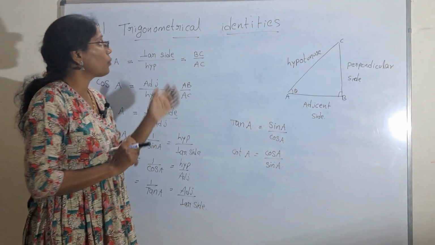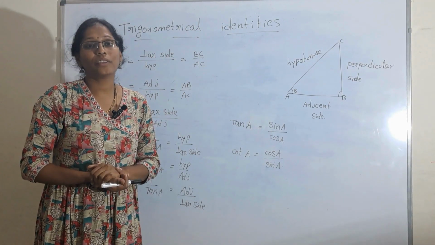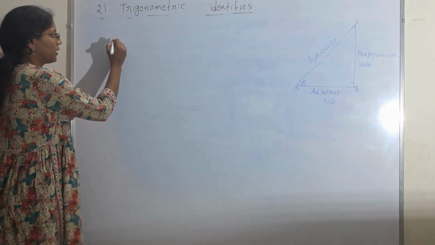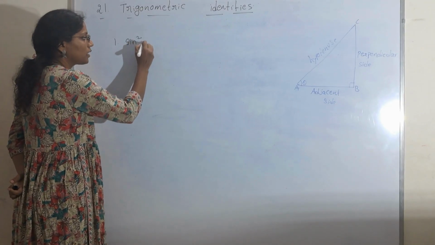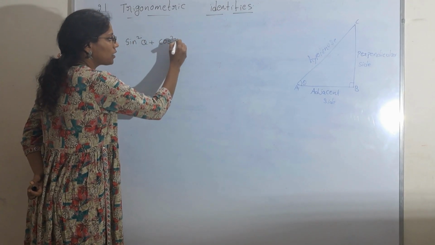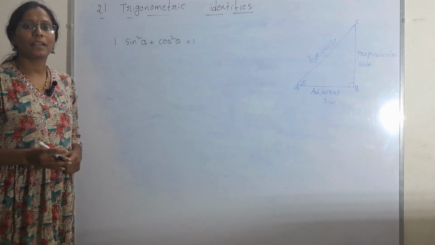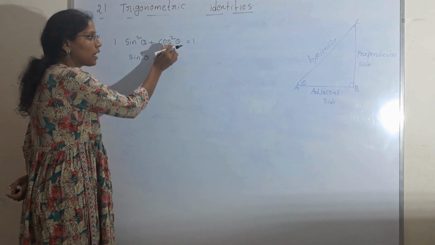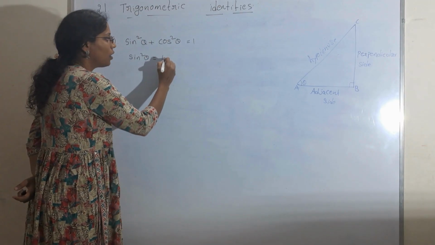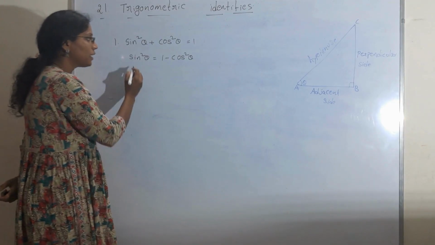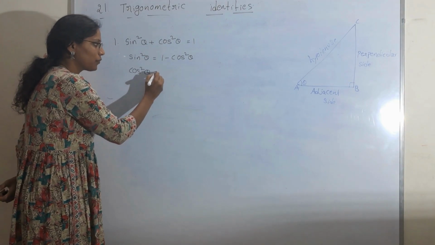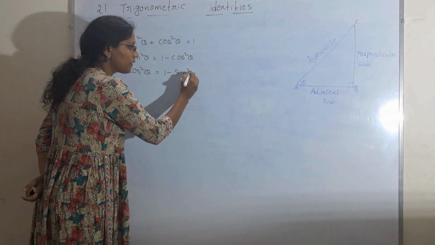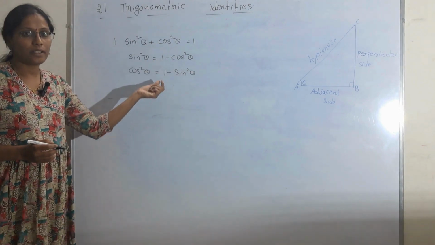Next, coming to our topic, trigonometric identities. We have three trigonometric identities. The first one is sine square theta plus cos square theta is equal to 1. This formula we can write in different ways. Sine square theta is equal to 1 minus cos square theta, sending cos square theta to the right side. Cos square theta is equal to 1 minus sine square theta. So the same formula we write in different ways.